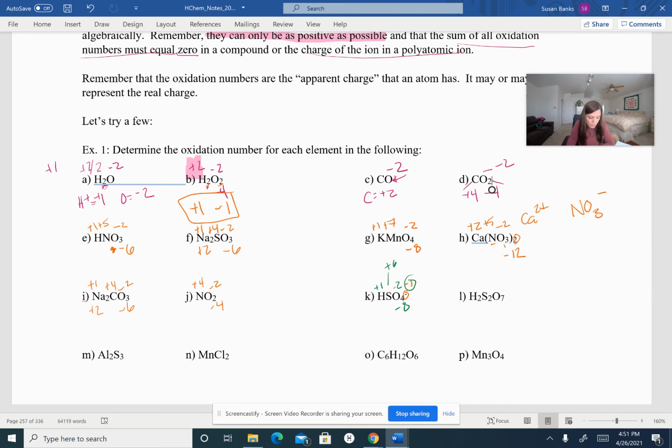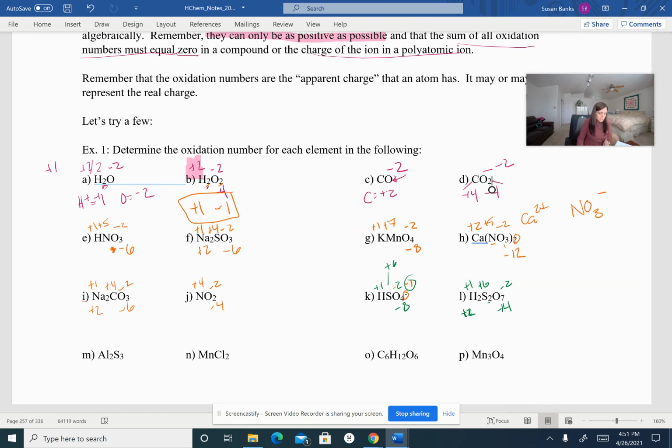All right, here we go. H2S2O7. Once again, we're going to start with oxygen. We've got -2, we've got 7, so that gives us a -14. Hydrogen's going to be a +1 times 2, so that's going to be a +2 altogether. So +2 plus -14 gives me a -12. I have 2 of them, so 12 divided by 2 is a 6. So sulfur has to be a +6.